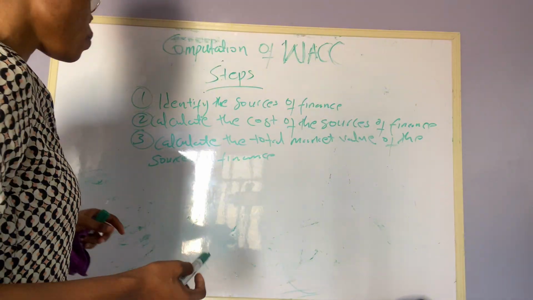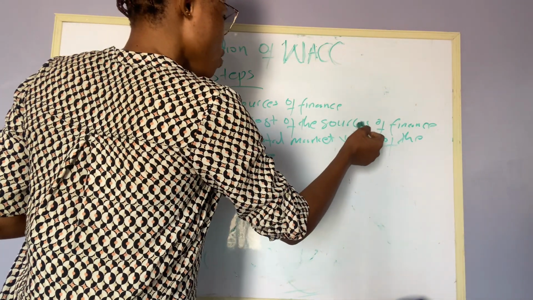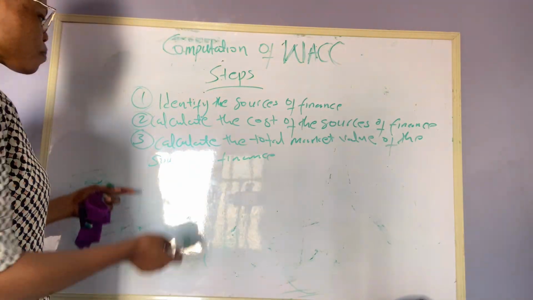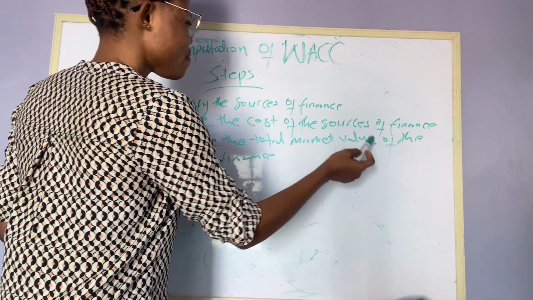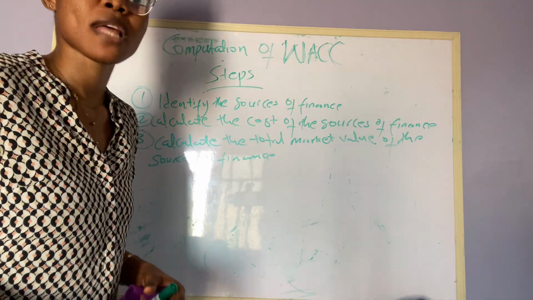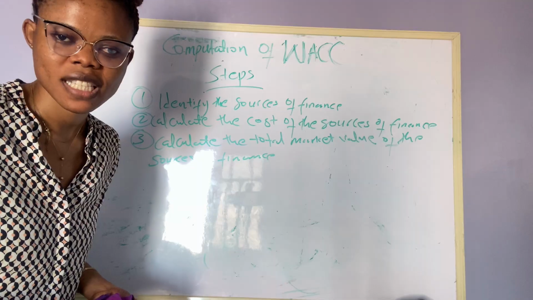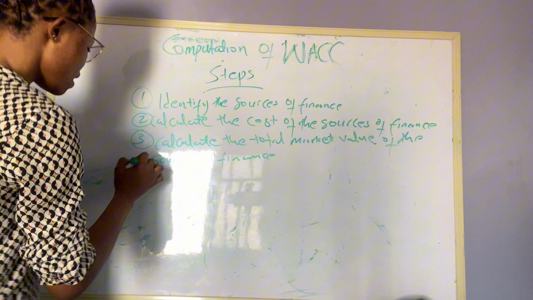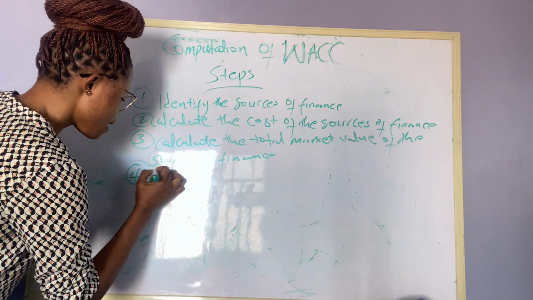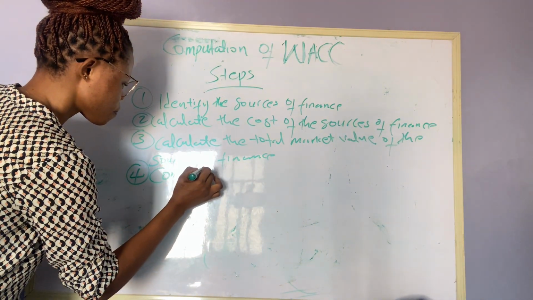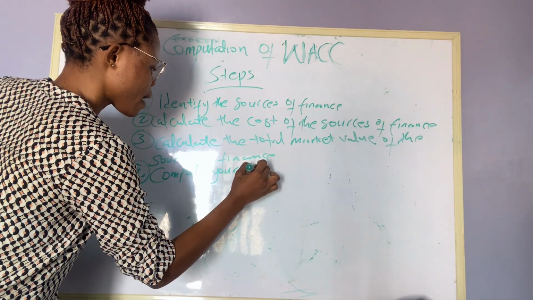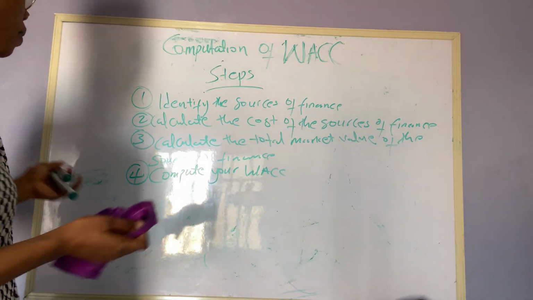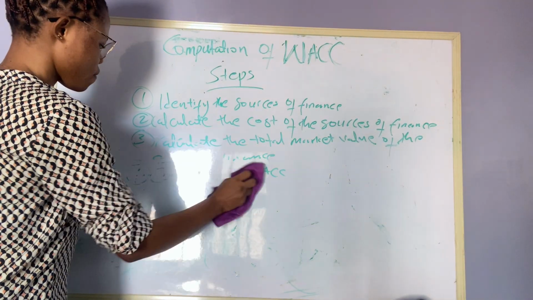So after that, the next thing you want to do is to calculate the cost of the sources of finance that you identified earlier. What are the percentage costs? Then another thing is for you to calculate the total market value of the sources of finance. So that one has its own formula, as we will see when we solve the question. Then number 4, you now compute your WACC, that's weighted average cost of capital. So that's all for this.